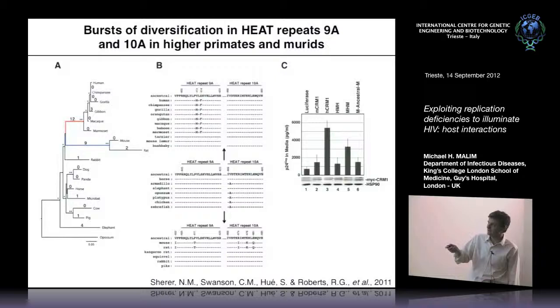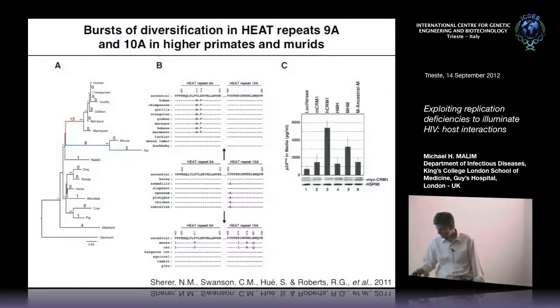And of course, if you add the 10 and the 9 together, you end up with the 21 amino acid changes between mouse and human. And as I say, many of them map to this HEAT repeat 9A. And in fact, the ancestral sequence here also is non-functional. We made chimeras there, and that is a non-functional sequence as well in terms of boosting Rev function in these types of assays.